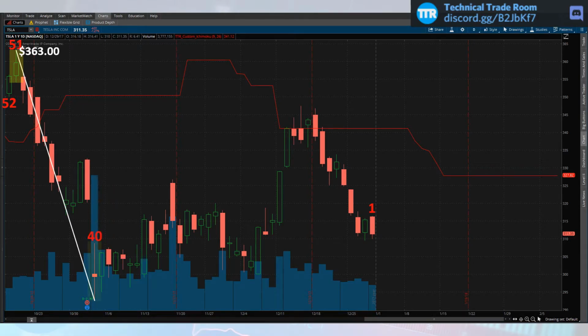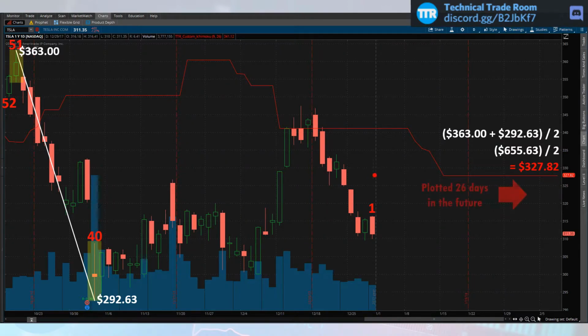Second, we look for the low, and we can find that in the 40th candle, which is now highlighted and numbered accordingly, coming in at $292.63. These two numbers are then added together, giving us a total of $655.63. This number is then divided by 2 to find the middle point between the high and the low, which gives us the value for the Senko Span B at $327.82. This value is then plotted 26 periods into the future, as seen on the far right of the chart.